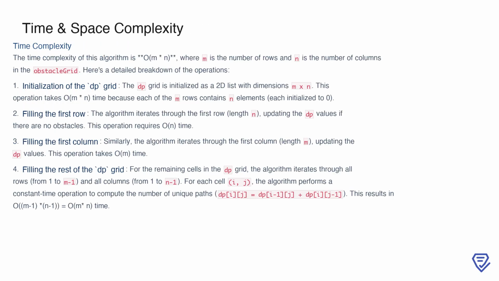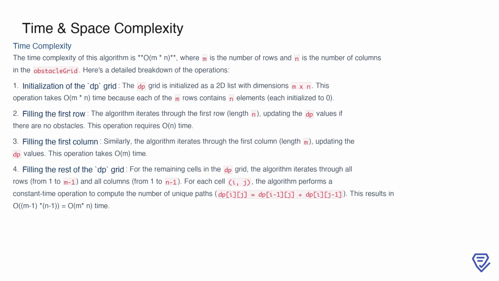To analyze the time complexity of this algorithm, we begin by considering the operations involved. First, the initialization of the DP grid takes O(m*n) time since we're creating a 2D list with m rows and n columns, and each cell is initialized to 0. Next, we handle the first row, iterating through its n cells to update values based on the presence of obstacles. This step requires O(n) time. Similarly, the first column, with m cells, is processed in O(m) time.